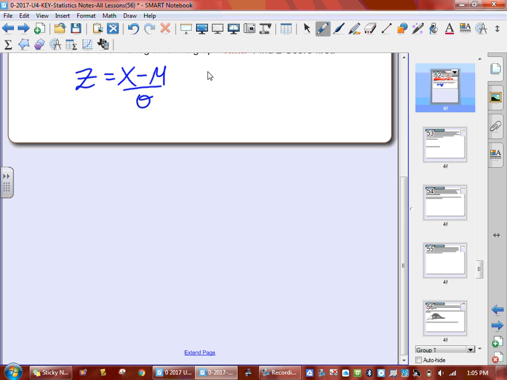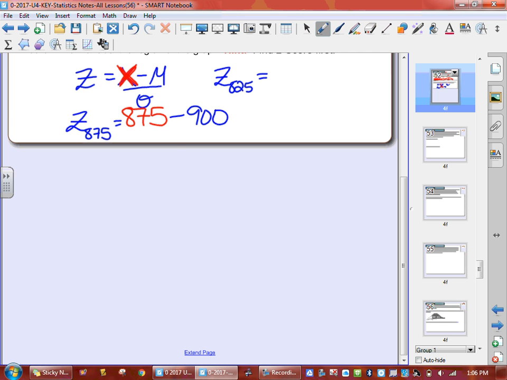The x value is the value of the raw score data that they're asking us to find the information from. So we have two different z-scores we need to find. We need to find the z-score of 875, and we need to find the z-score of 825. So we always label it as a subscript so that we know which z-score we're finding. You could have labeled it as Z1 and Z2 as well. That's fine. So the first number, 875, minus our mean, 900, divided by standard deviation of 50.